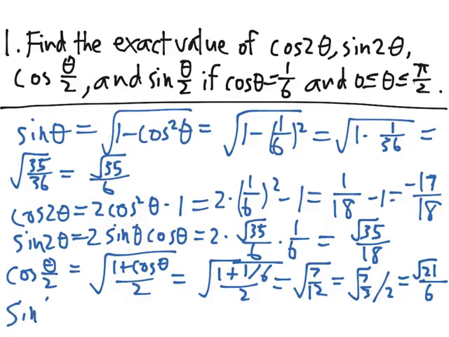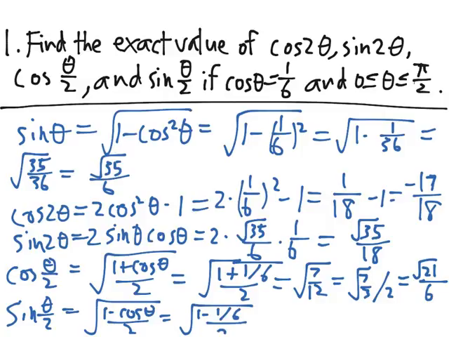Finally, we have sine of theta over 2 equals square root of 1 minus cosine theta over 2, and this is equal to square root of 1 minus 1/6 over 2, which is equal to square root of 5 over 12 instead of 7 over 12. Now we can do the same thing here as we did before and get square root of 5/3 over 2, which is equal to square root of 15 over 6.